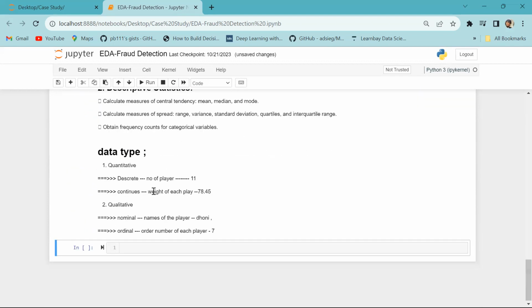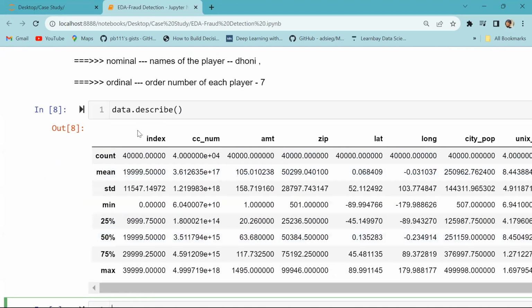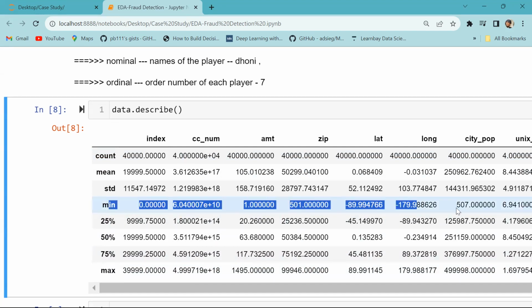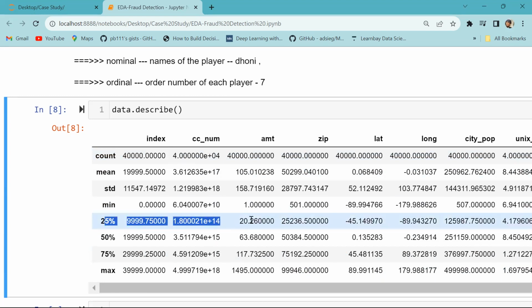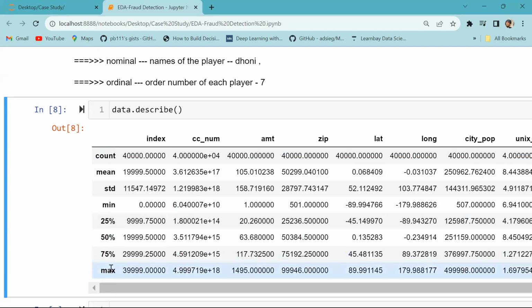I have a data something like this, right? For finding the descriptive statistics, we can apply the describe method. With the help of the describe method, it will give you the description. You just see count, mean, standard deviation, min, 25 percentile, 50 percentile, 75 percentile, and max. This min is quartile 0, this is quartile 1, this is quartile 2, this is quartile 3, and this is quartile 4.